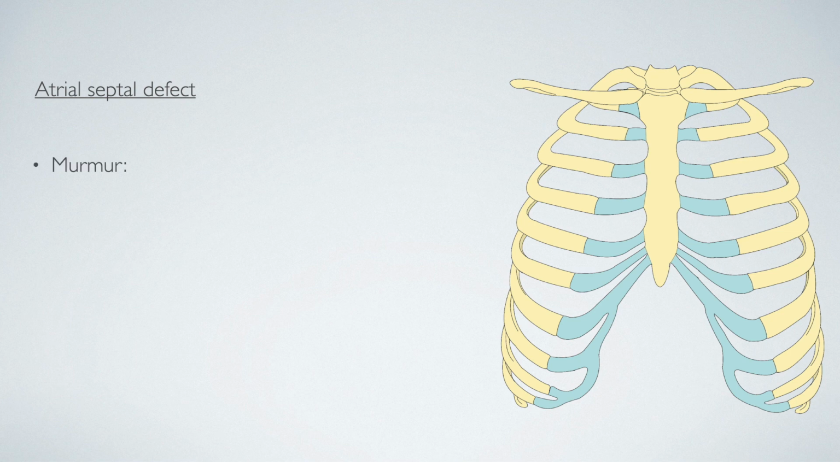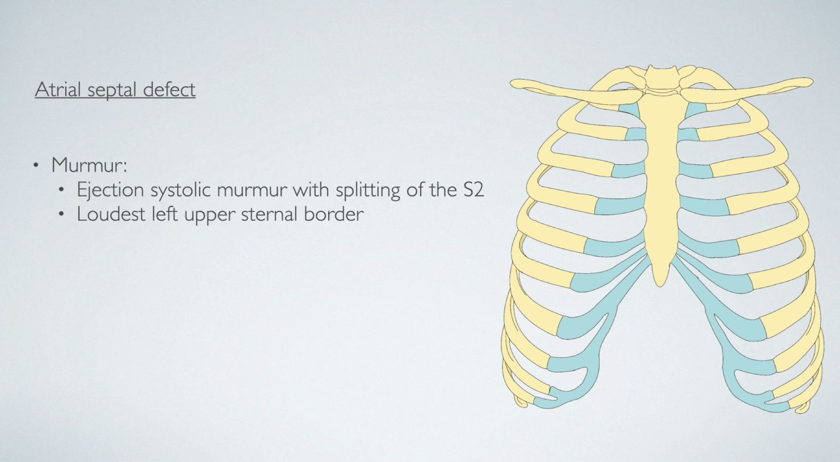The murmur produced in atrial septal defect is an ejection systolic murmur with splitting of the S2. It is heard loudest in the left upper sternal border and radiates through to the back of the thorax.